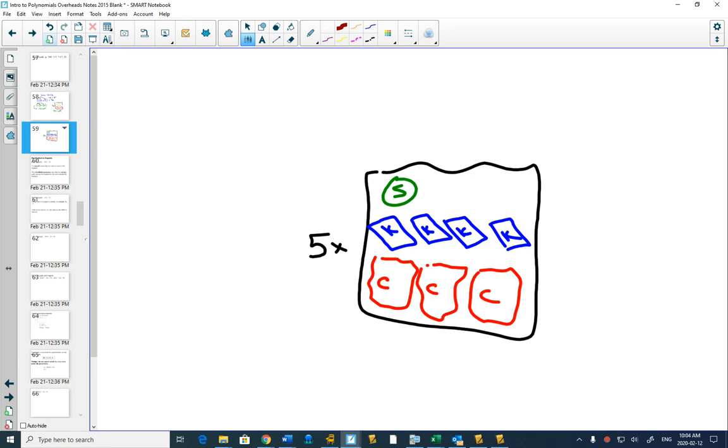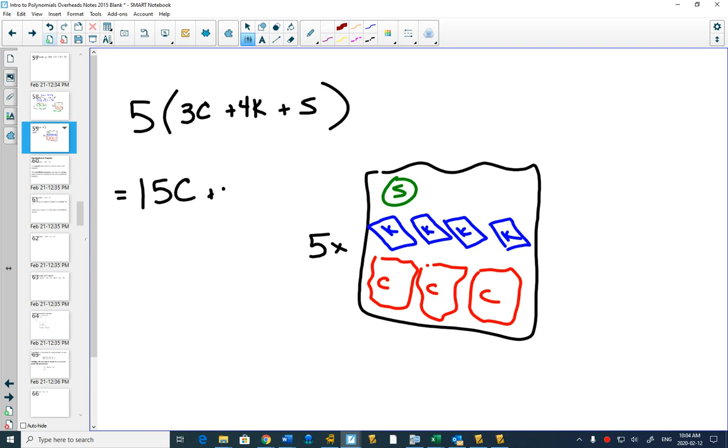Okay. In algebra, we would show this as 5 times, and in the one bag, we have 3 Cheetos, 4 Kool-Aids, and 1 Skittle. That's how we would show it in algebra. Okay? But if you bought 5 of those bags, what would she have in the end? How many Cheeto bags would she have? 15. 15C. How many Kool-Aids would she have? 20 of them. And how many Skittles? 5.